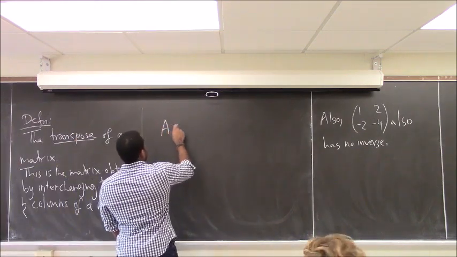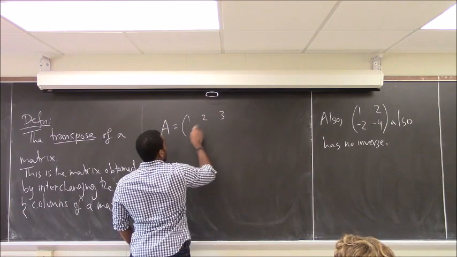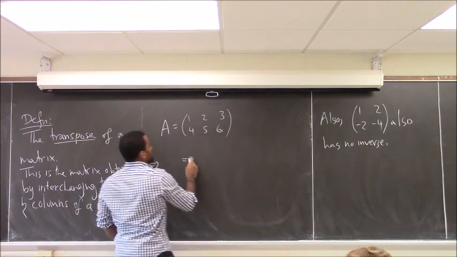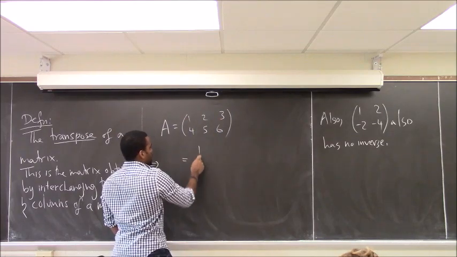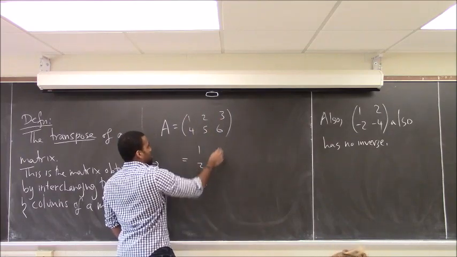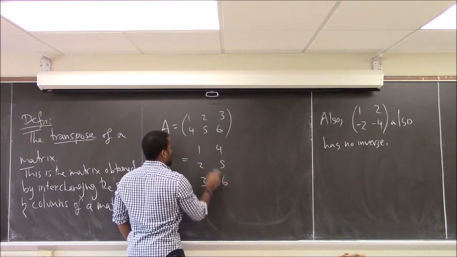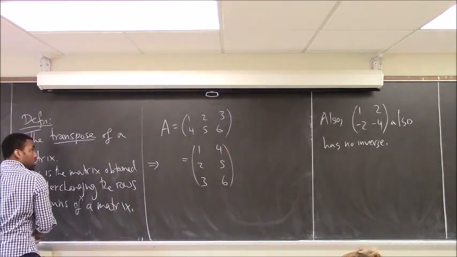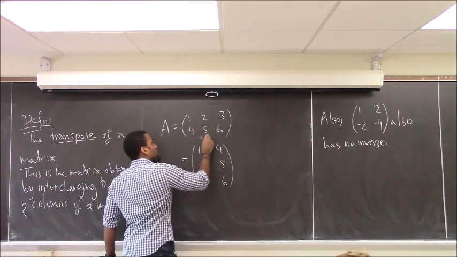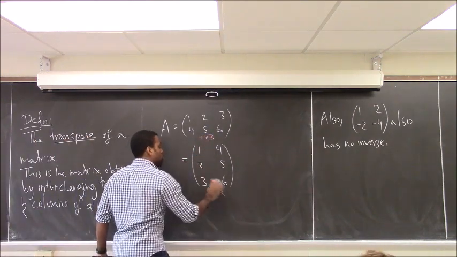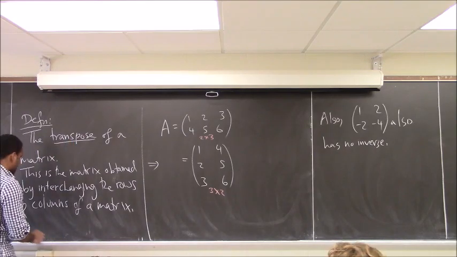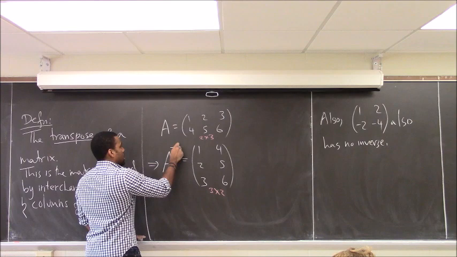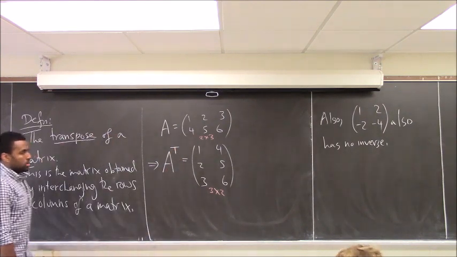So if A is equal to, say, 1, 2, 3, 4, 5, 6, then if I were to take the first row and turn it into a column, take the second row, turn it into the second column, that creates a new matrix. You should notice that the original matrix is a 2 by 3. The transpose becomes a 3 by 2. It literally swaps the rows and columns. And we call this guy the transpose of the original, and that's the notation.